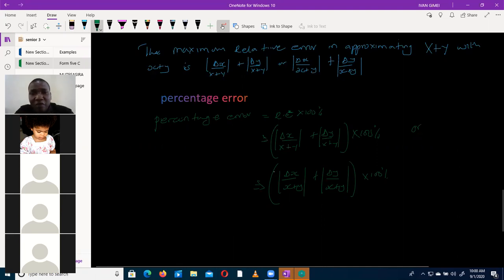Then the other thing is you must know how to navigate through these expressions. In a question, they can give you percentage error and ask you to find the expression for absolute error. If I have percentage error and I want to work it backwards to relative error, I simply divide this by 100. It will take me back to relative error. If I want to take relative error back to absolute error, I simply multiply by the exact value.